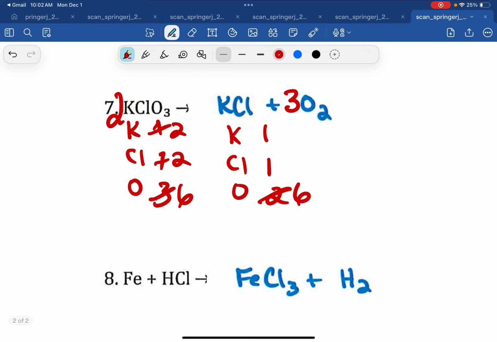So now what? It just seems like it's getting worse. Let's cry. No, let's not cry. Let's just put a 2 here. And now we're balanced. 2, 2, 3. See, this isn't hard.